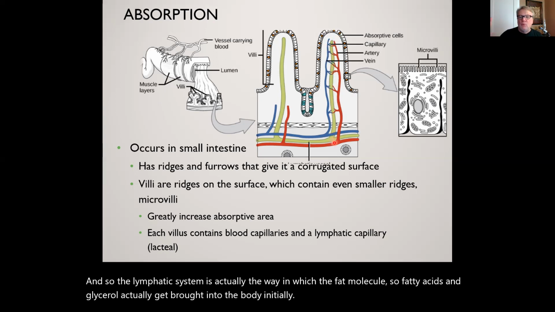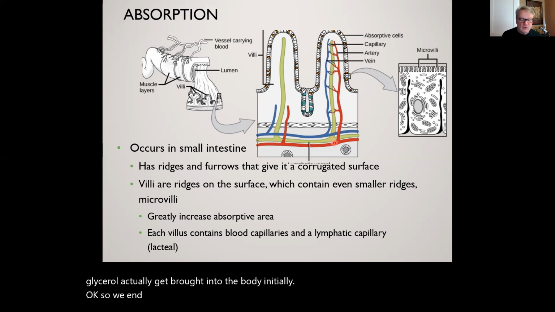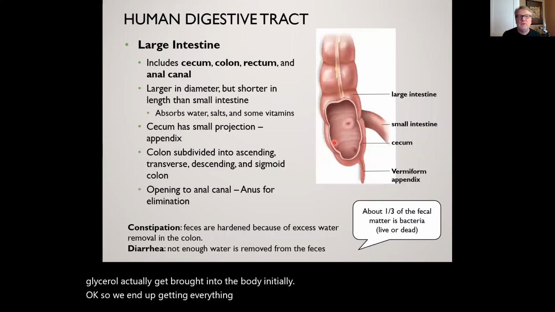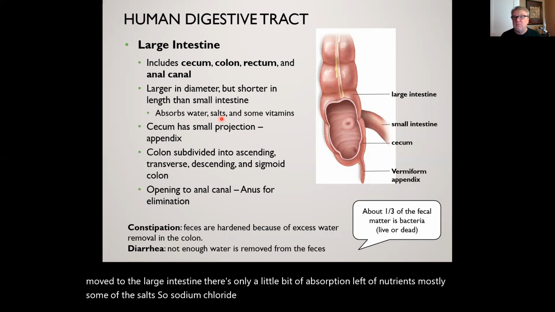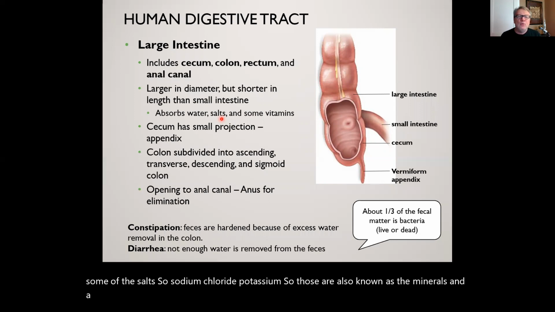Okay, so we end up getting everything absorbed in the small intestine. And then by the time we move to the large intestine, there's only a little bit of absorption left of nutrients, mostly some of the salts, so sodium, chloride, potassium, which are also known as the minerals, and a few vitamins will be absorbed in the large intestine.